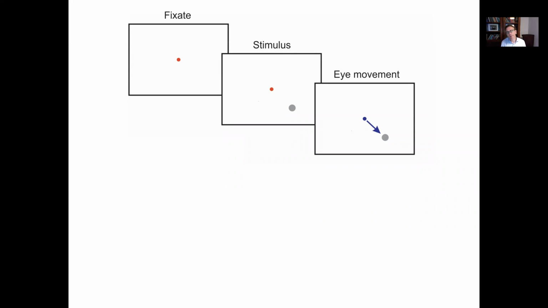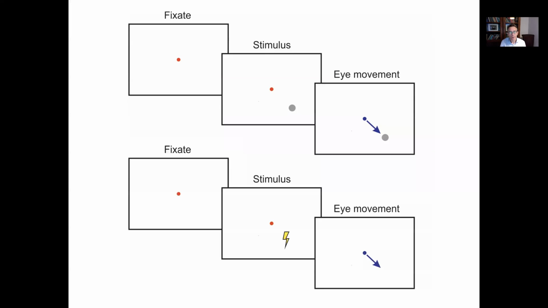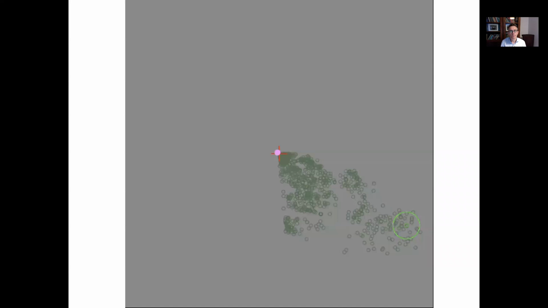So we train the monkeys to make an eye movement to a gray dot. Then at some point, we don't present the gray dot anymore. We just present stimulation at one of the electrodes. And this is what you see here. So all these green circles are the center of the receptive fields of the electrodes we can stimulate. And the one that will flash in white is the one that we're actually stimulating. And the purple location is the eye position of the monkey.